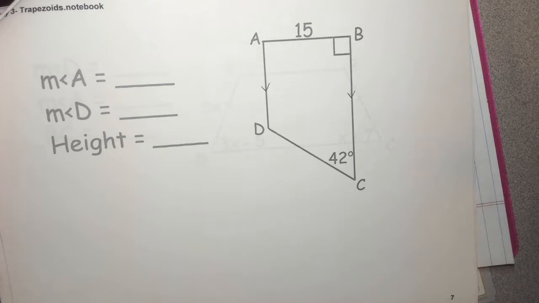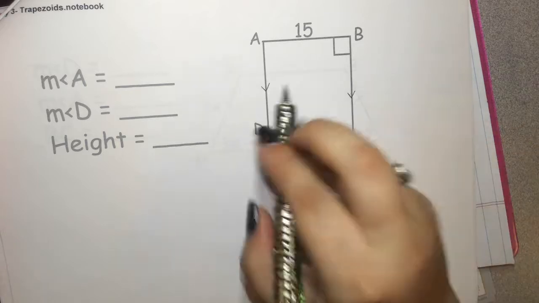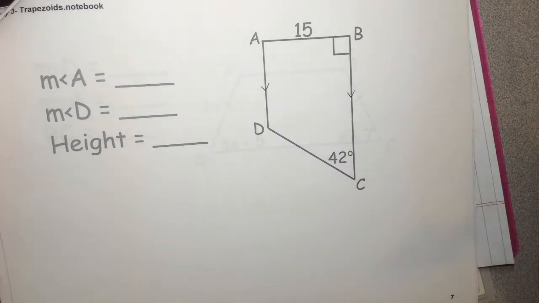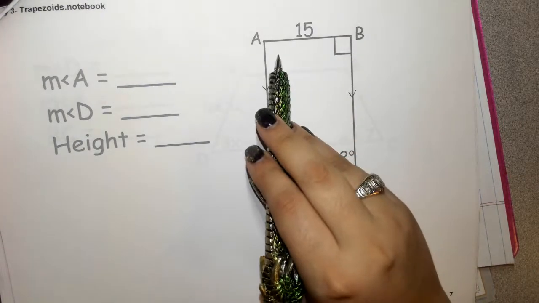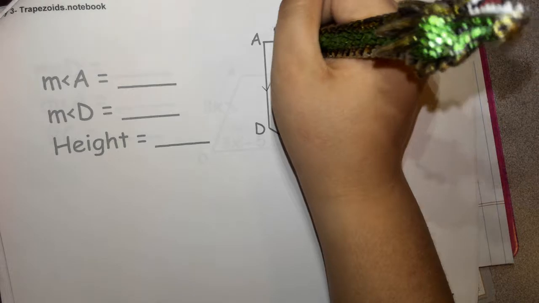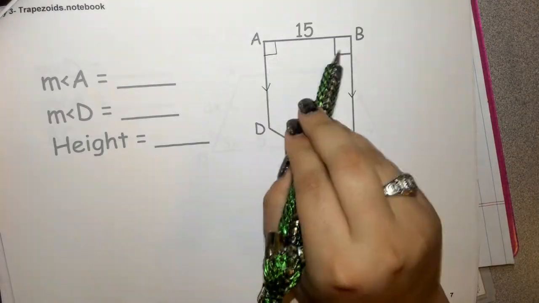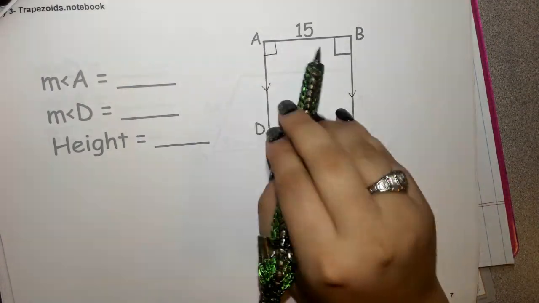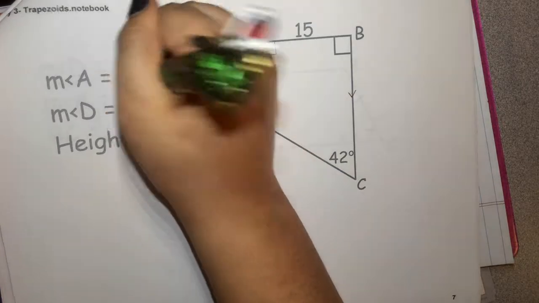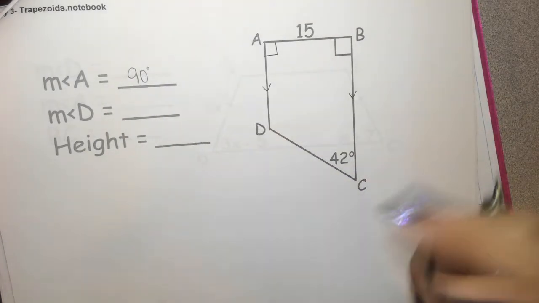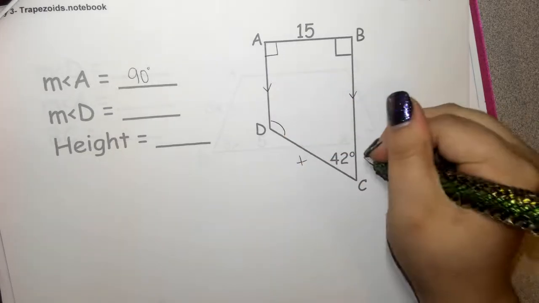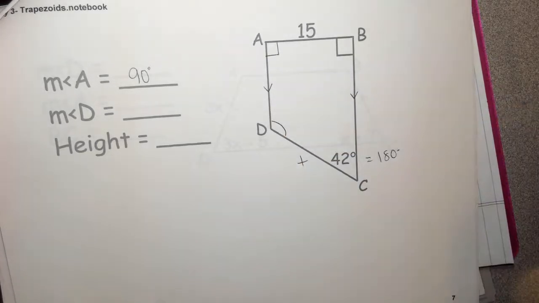All right, so draw your parallel sides. Now, if this is 90, what does this have to be? 90. Why? Because they're same side interior, so they have to be supplementary. So how would I find angle D? This plus this equals 180, so it's what?